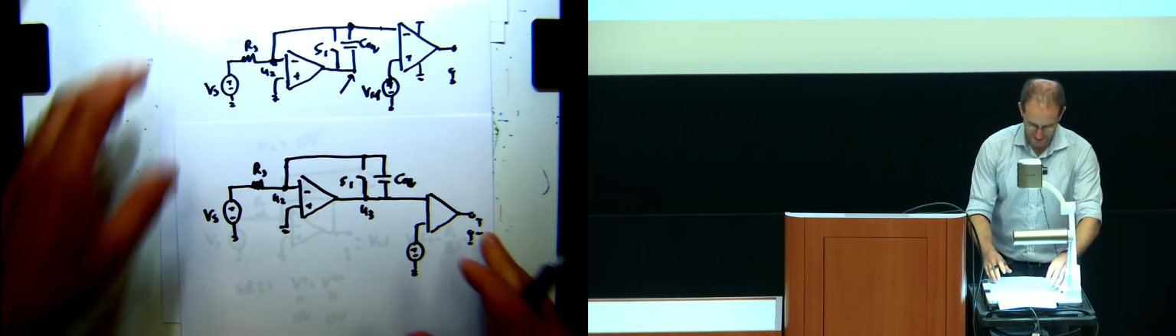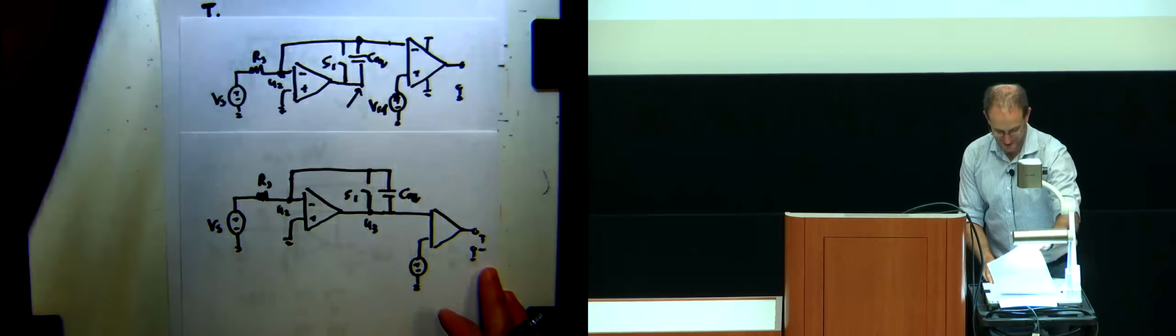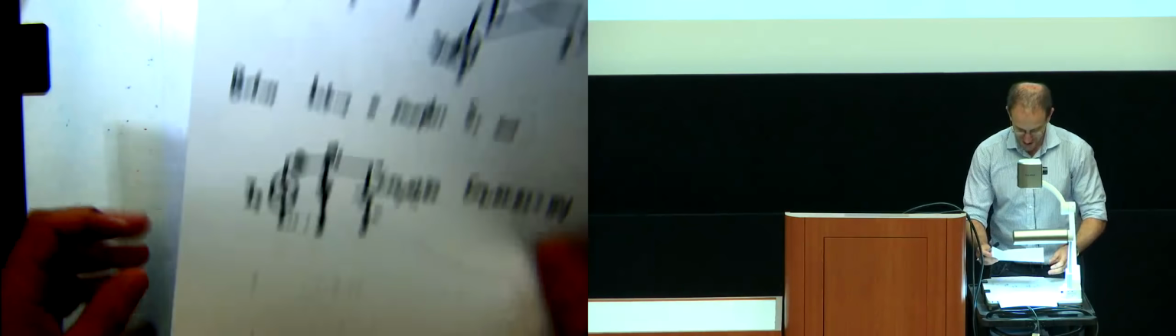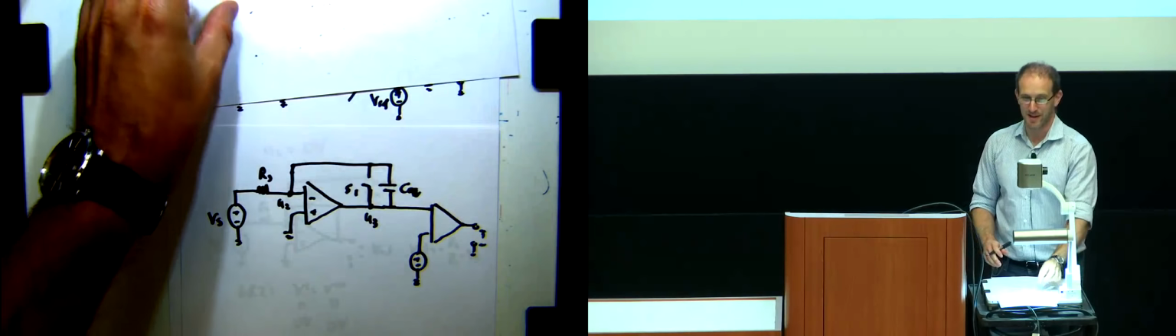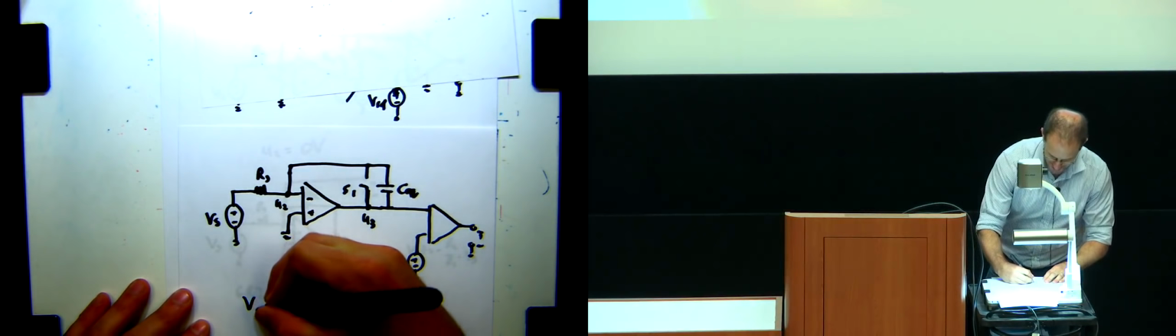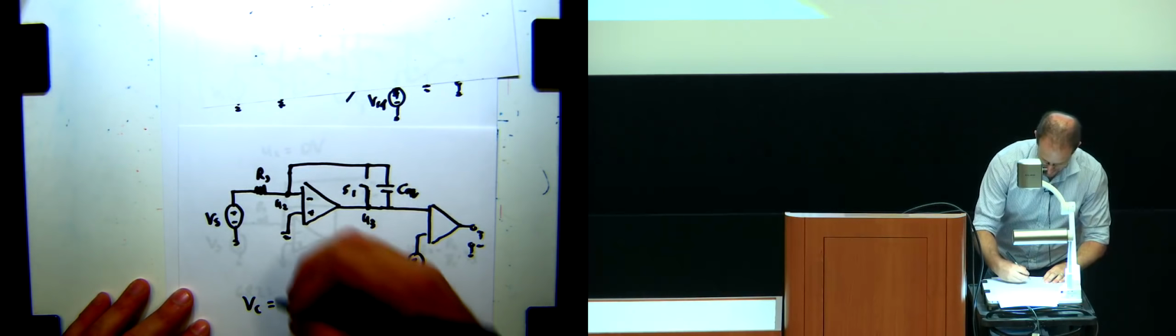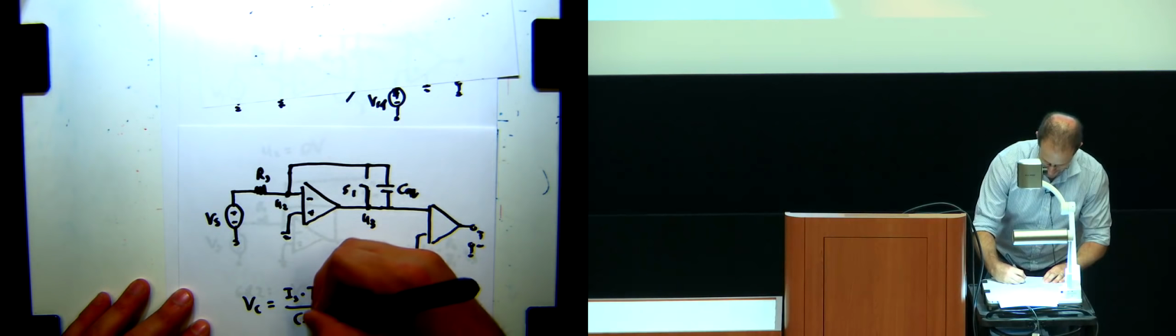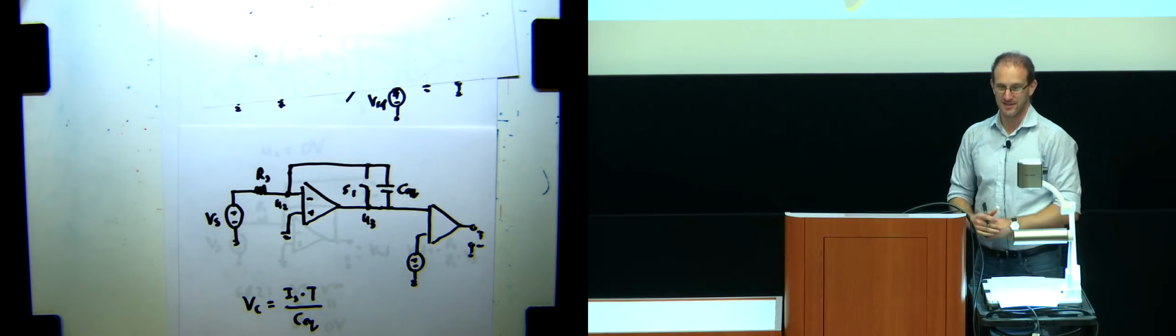Well, back when we looked at the simplified version of this circuit, we actually came up with an equation for what the voltage across the capacitor would be. We said that the voltage across the capacitor was equal to something like the current times the time divided by the value of the capacitance.